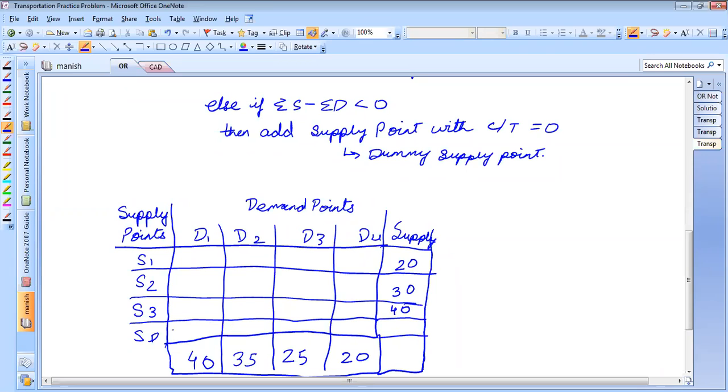Now what about the supply of the dummy? What will be the value for supply of dummy? Supply of dummy will be equal to the summation of supply minus summation of demand. So that will be equal to 30, because this is the deficiency which is available in the supply for the demand, isn't it? Sir, I didn't get it. Correct or summation not? Of which supply, sir?